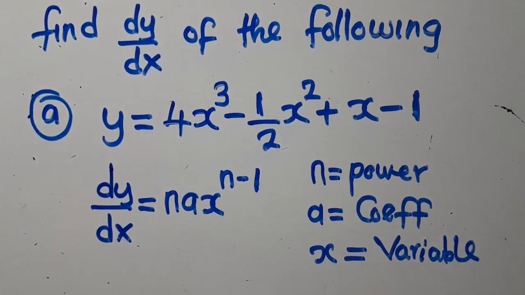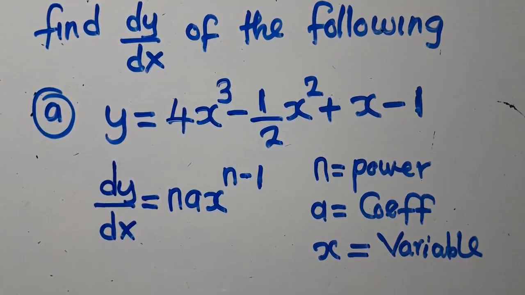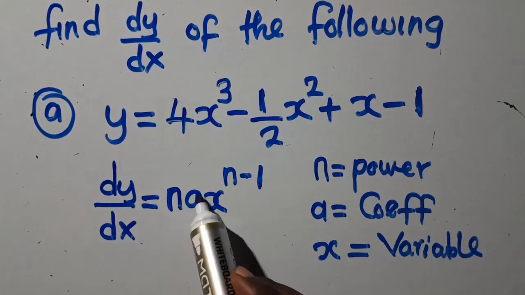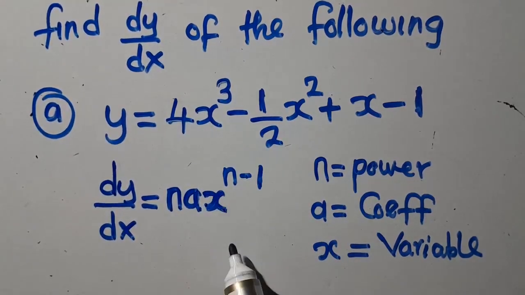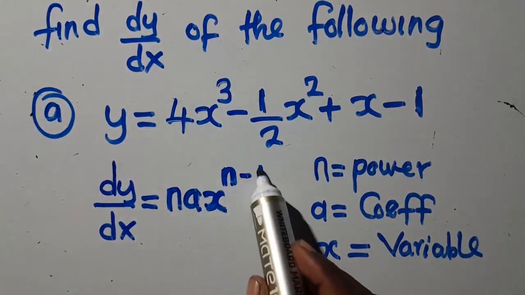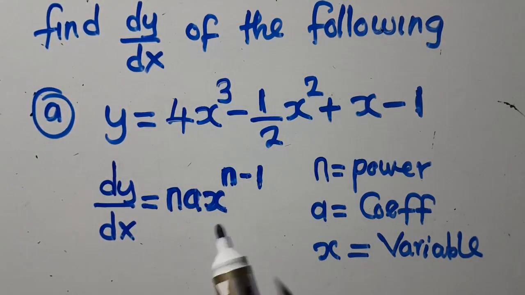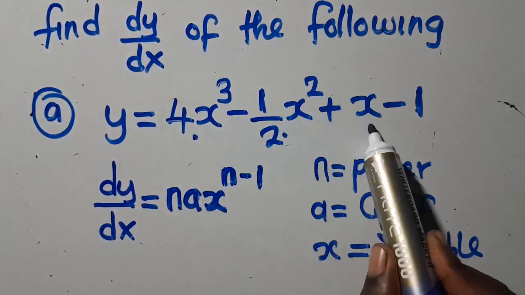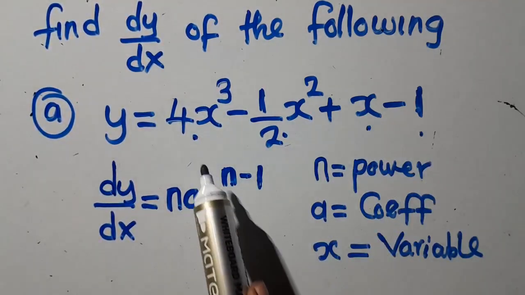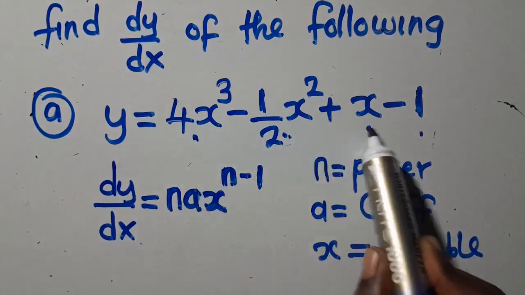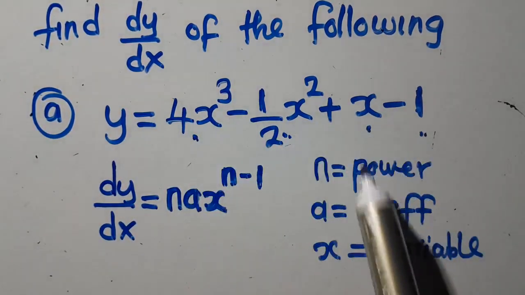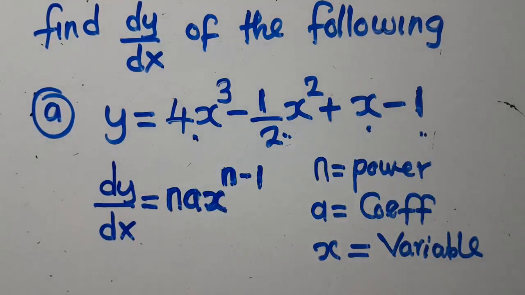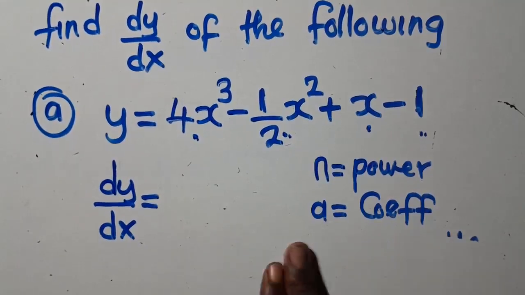So now, for you to differentiate this, to find the dy dx. If you are told to find dy dx, it is just the same as being told to differentiate. How can you differentiate this? You'll be multiplying power times coefficient. x will be maintained. Then power minus 1. This is what you'll be doing on each part. So how many terms do we have here? 1, 2, 3, 4. So we are going to differentiate on 4 parts. So let us start the process. I hope you've understood this part.